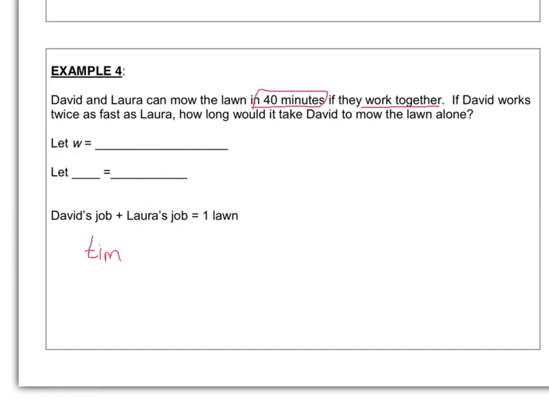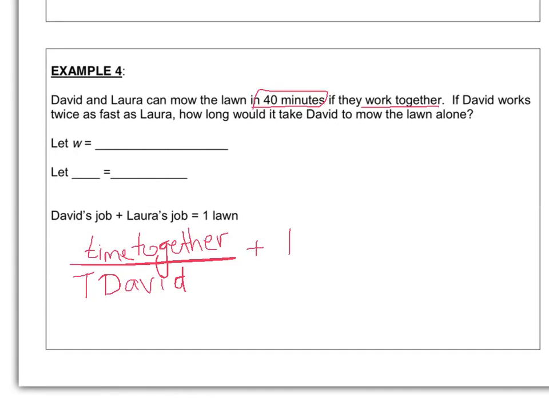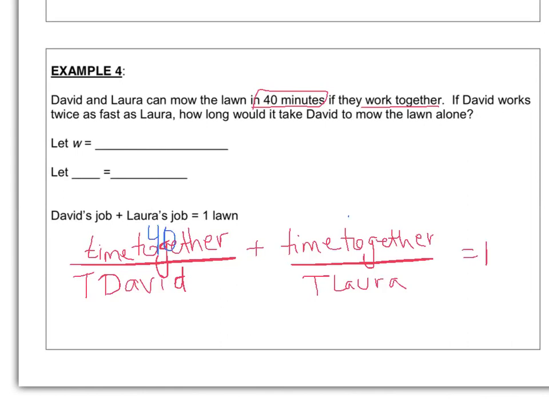Time together, I'm going to use the second method, but you can use any method that you like, the first or the second, over the time that David takes. So I'm going to write T David plus the time together over the time that Laura takes should be equal to 1. So the time together, this is going to be 40 minutes.